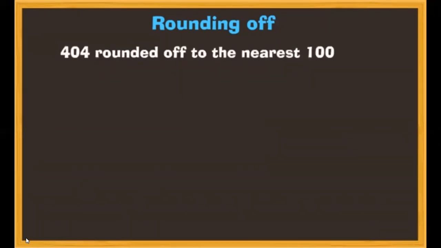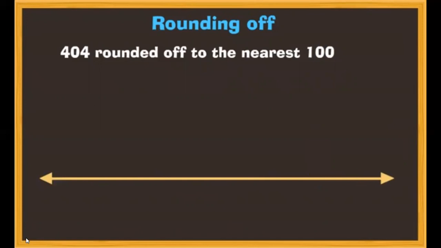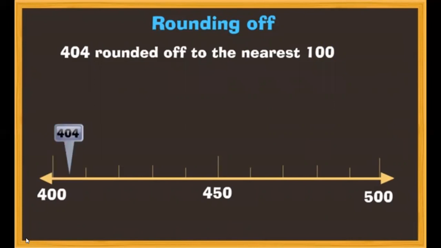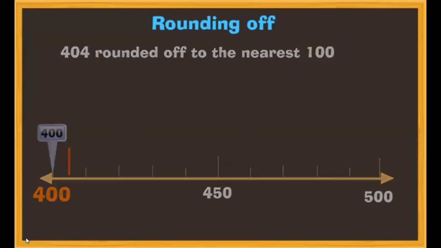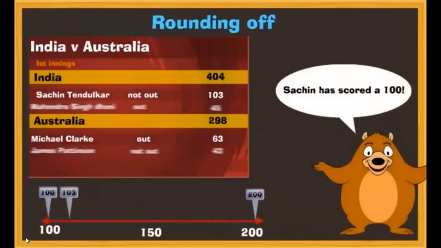Similarly, India's score of 404 can be rounded off to the nearest hundred too. Draw a number line from 400 to 500 and mark where 404 lies on the number line. 404 is clearly nearer to 400 than 500. Thus, we round off 404 as 400. I guess now you know why Balu said that Sachin scored 100 even though he scored 103.